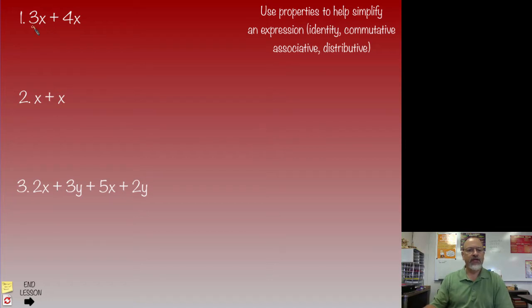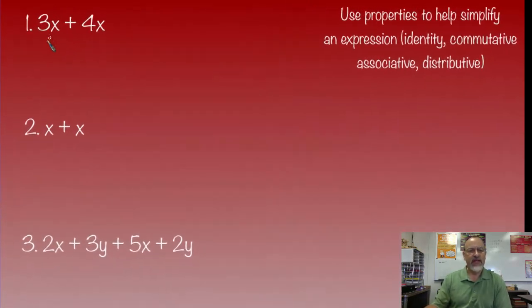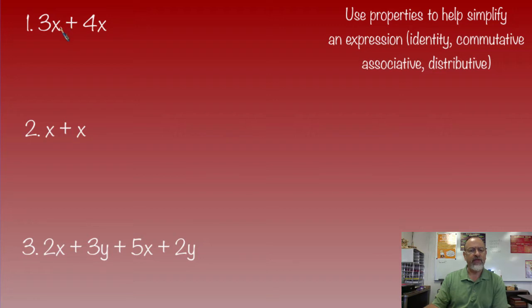As I look at this first expression, I notice that this is a variable factor with an exponent of 1, x to the first, and so is this. So these are like terms. This is not simplified, so we want to simplify it. We're going to do what we did before, and that is use the distributive property in reverse. The common factor is x, so we're going to factor out the x.